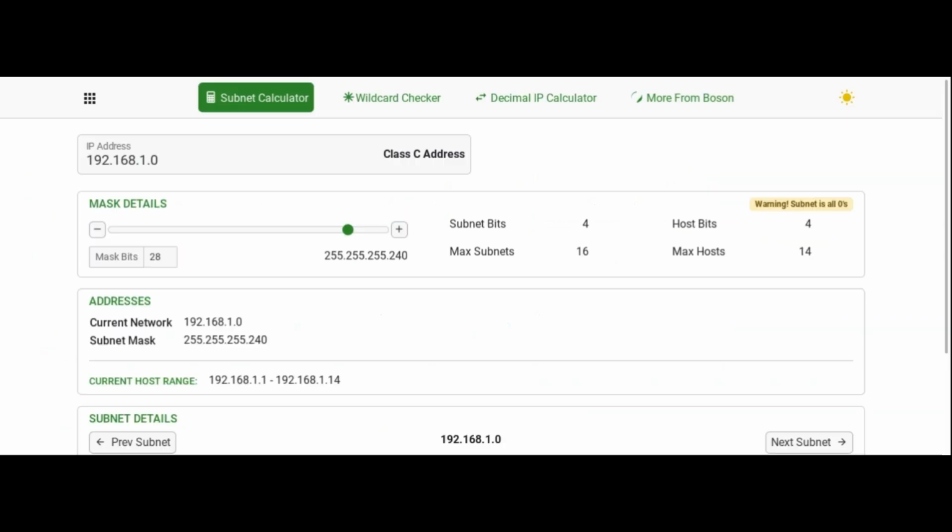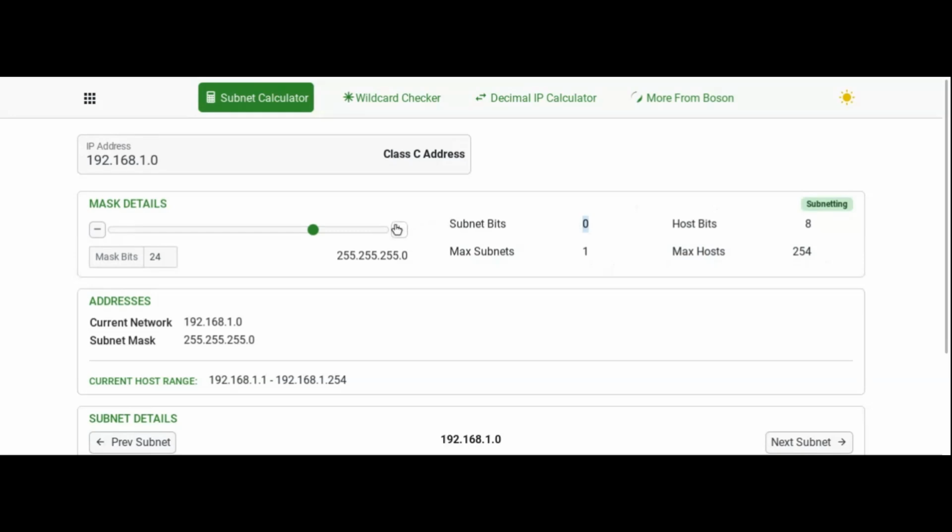Let's use a subnet calculator. We use a subnet calculator in the practical world, however, for the exam, we need to understand the subnet calculations. We see a classful Class C network ID here with the default subnet mask. We can see that the subnet bits are 0. Max subnet is 1 and max hosts are 254, which is always 256 minus 2: one for the network ID and the other for the broadcast ID.